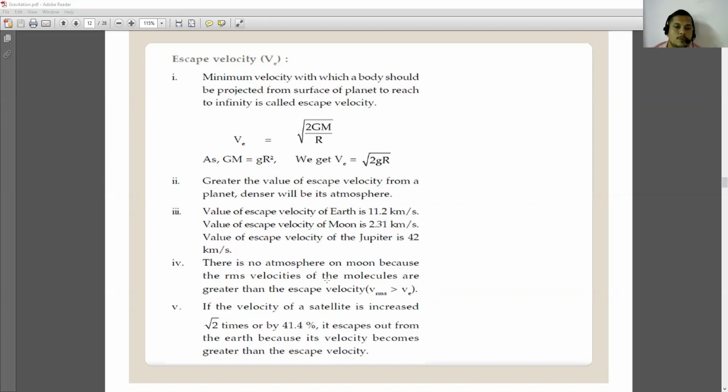There is no atmosphere on Moon because the RMS velocities of the molecules are greater than the escape velocities. That is the additional information. If the velocity of a satellite is increased root 2 times or by 41.4%, it escapes out from the Earth because its velocity becomes greater than the escape velocity.